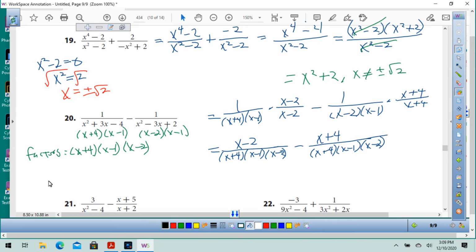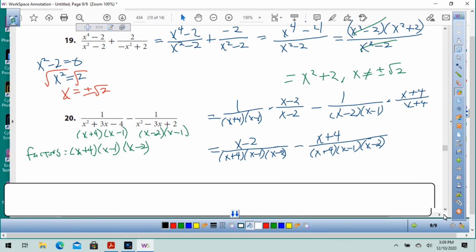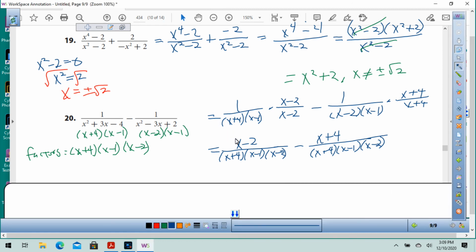I might need some real estate there, so I'm going to go ahead and put me a line. All right. So now I got the same denominator, and I can do my work. x minus x is 0. Negative 2 minus 4 is going to be negative 6. So this is going to equal negative 6 over x plus 4 times x minus 1 times x minus 2.